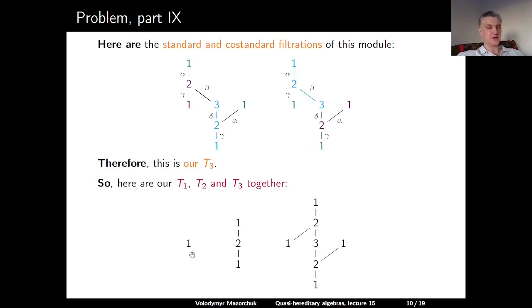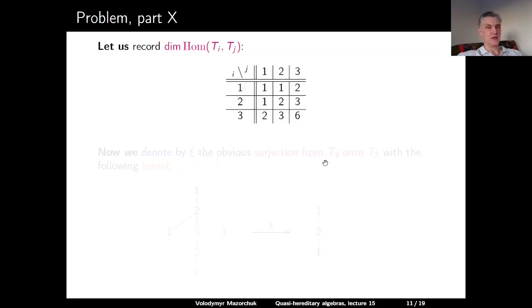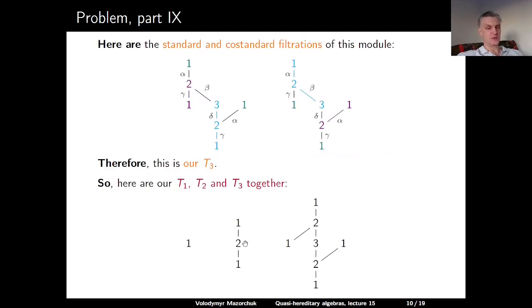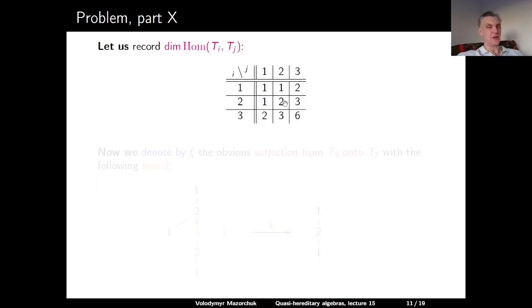So we see that there is one Hom from T1 to T1, and there is one Hom from T1 to T2, and there are 2 Homs from T1 to T3. We can hit this or this, so-called components. So the first row is 1, 1, 2, and since we have a simple preserving duality, the first column will also be 1, 1, 2. Next, the endomorphisms of T2. We have the identity morphism and also the nilpotent map, which sends top to socle. So the endomorphism space of T2 is 2-dimensional.